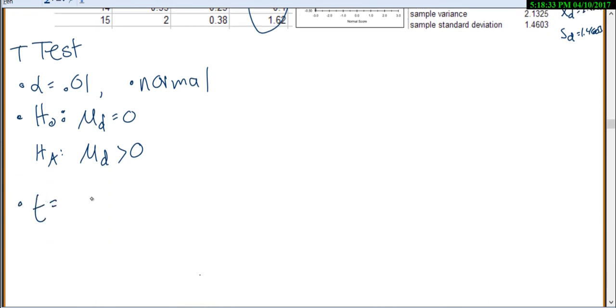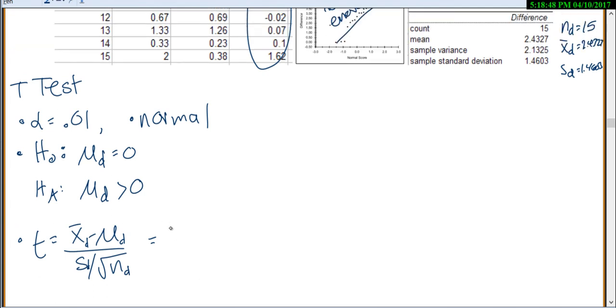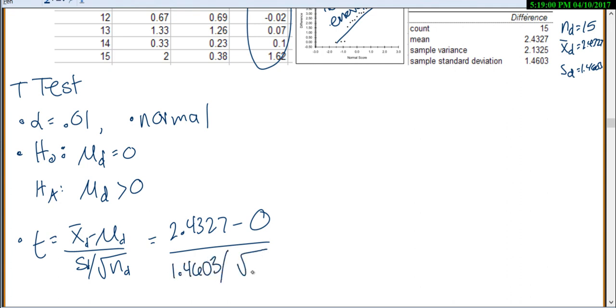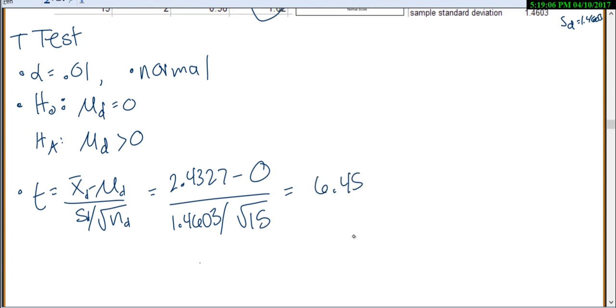Okay, you need your test statistic, which is just like a t-test statistic. It's just x-bar minus the mean of the differences over s over the square root of n. Now again, if you want, you can put little d's here to remind yourself what you're doing, but it's not really necessary. Okay. So the sample mean over here is 2.4327. Our hypothesized mean in the null hypothesis is just 0, that there's no difference. Standard deviation is 1.4603, and square root of 15. So this gives me 6.45. You also need degrees of freedom, which for a t-test is just n minus 1. So 15 minus 1 gives me 14.